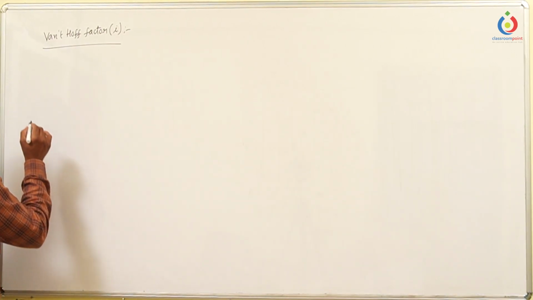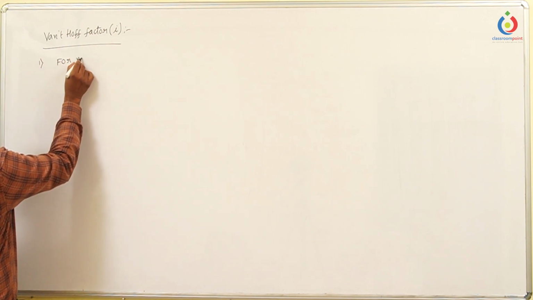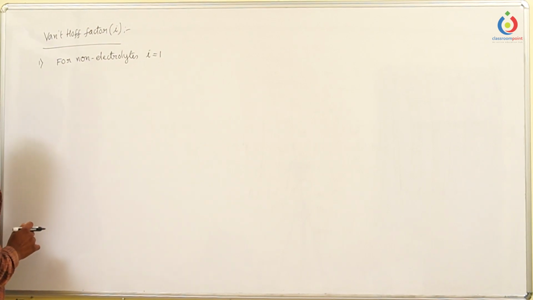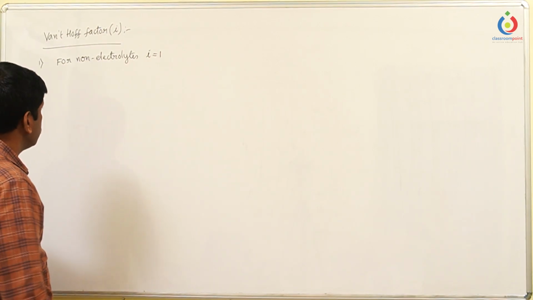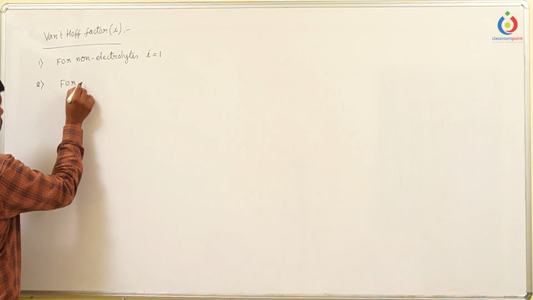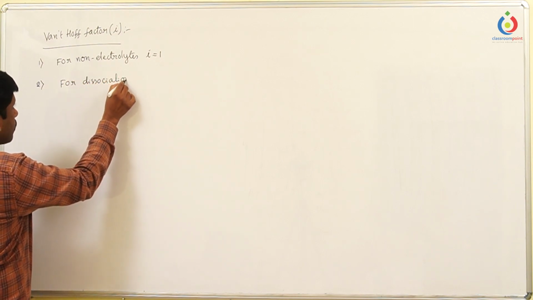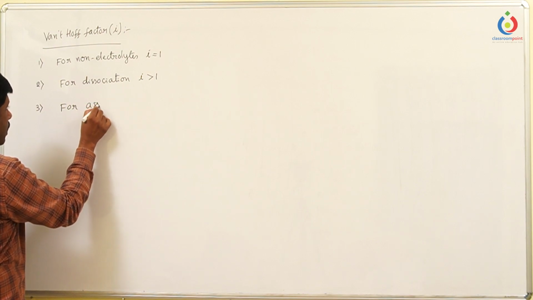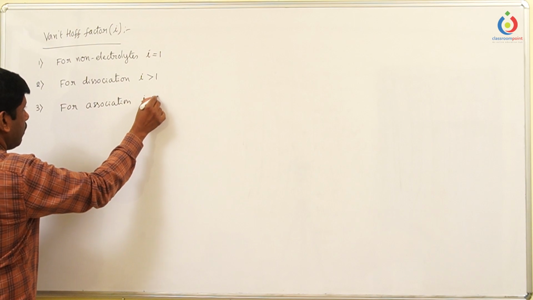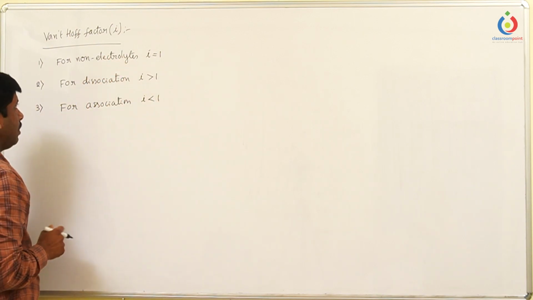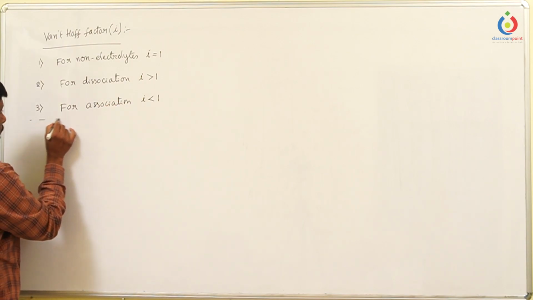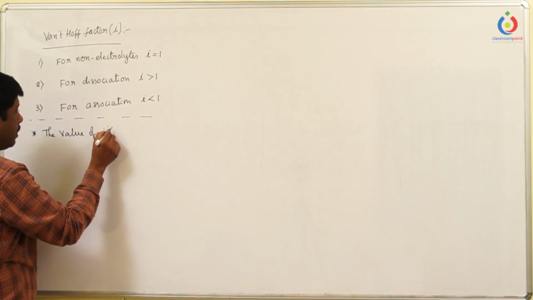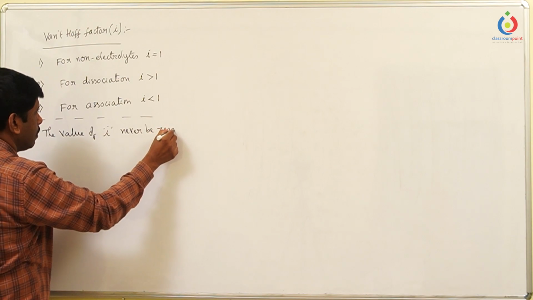Now let us see how to calculate this. For non-electrolytes, the i value is equal to 1, so there is no change in the formula finally, because i equals 1. For electrolytes, meaning ions or solutes which participate in dissociation, the i value is greater than 1. And for solutes which participate in association, the i value is less than 1. Now let us see how these values are higher than 1 and lower than 1. Also you should remember that the value of i can never be 0 or negative.